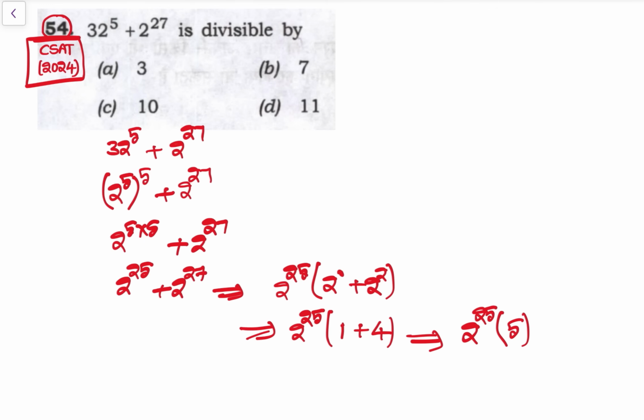अब option में है ही नहीं 5. See, it can be written as, see, 2 to the power 24 into 2 to the power 1 into 5. Then this is 2 to the power 24 into 10, लिख सकते हैं. So it will be divisible by 10. Option C is the answer.